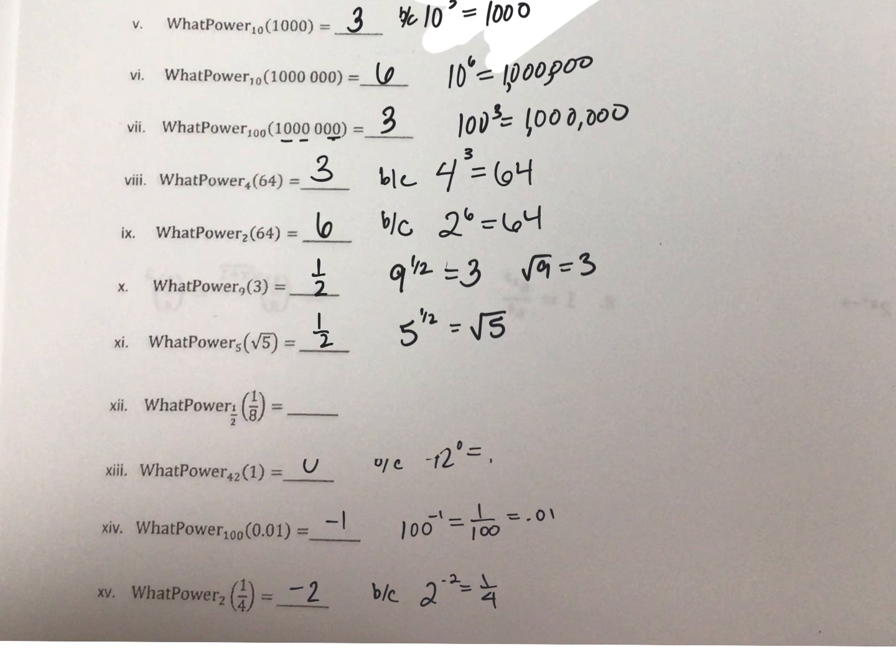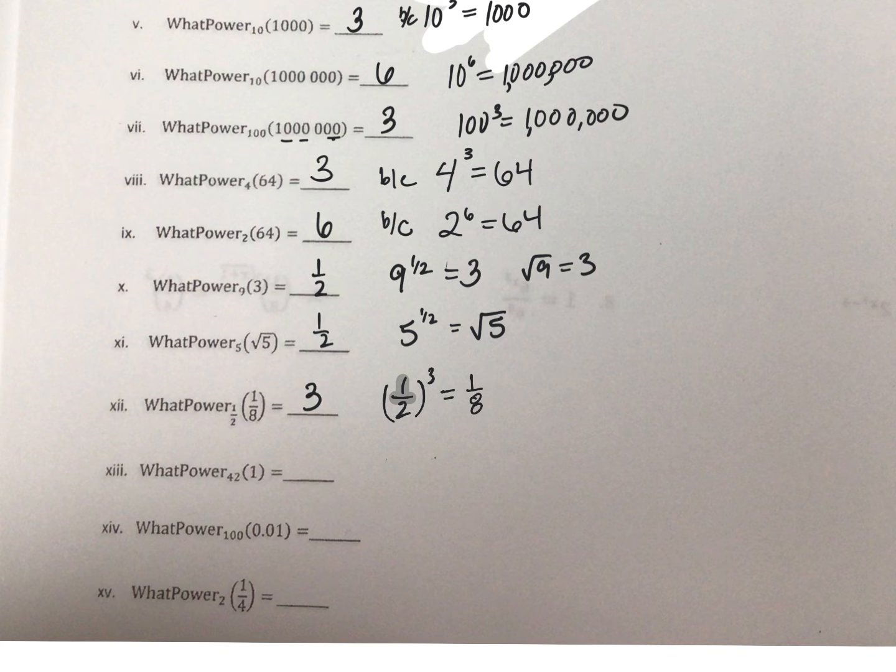What power of 1/2 is 1/8? It's 3. Apparently I didn't finish erasing my answers. Because 1/2 to the 3rd is equal to 1/8. What power of 41 is 1? 0, right? Anything to the 0 power is 1. You have to remember that, especially on your equations. When it's equal to 1, you want to make that whatever base you need to the 0 power. Because 42 to the 0 is equal to 1.